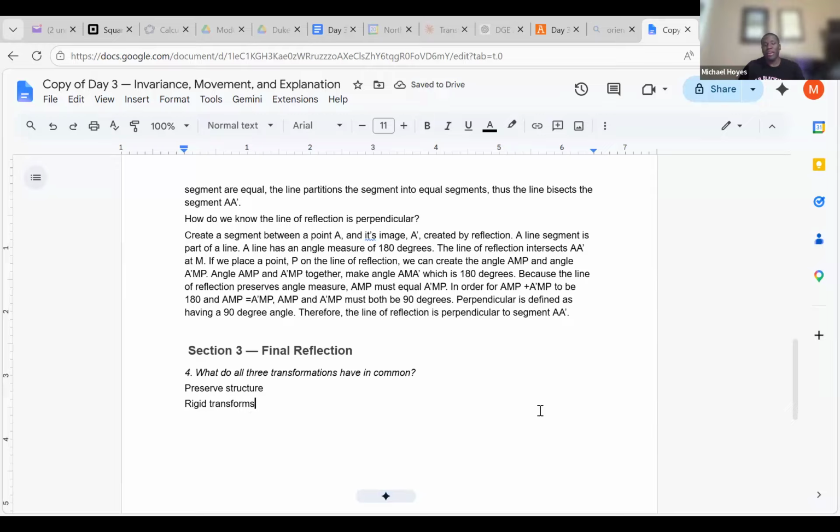The structure is maintained. Whatever you put into this particular function machine, you're going to get the exact same image out of it. They might have moved it around, but the structure of the image is going to be the same. Segment lengths, angle measures, all that should remain the same. None of that changes, which is much different than your non-isometric transformations. We good with that? Yeah. All right.